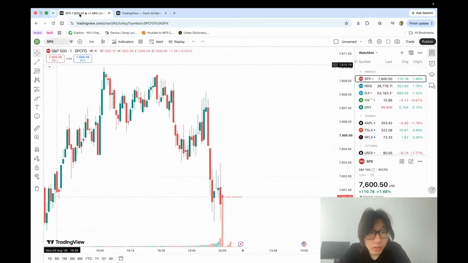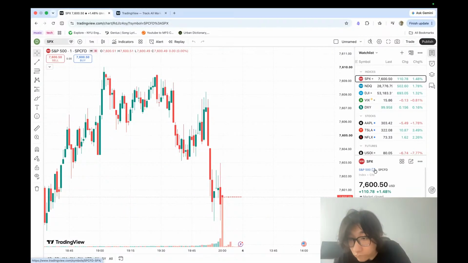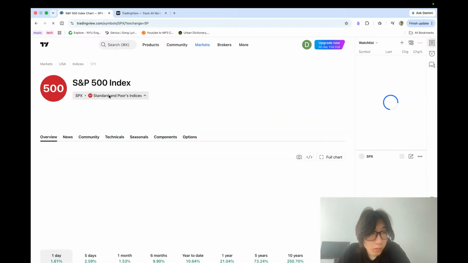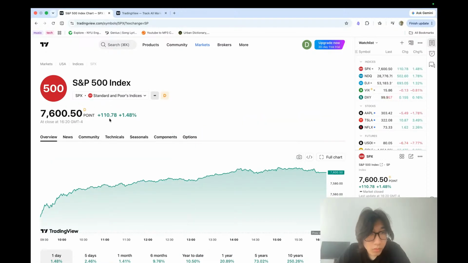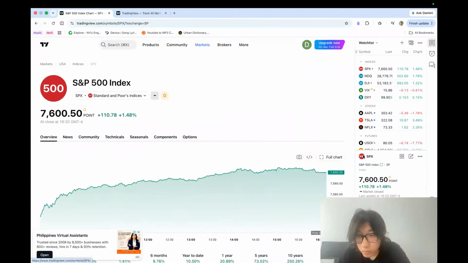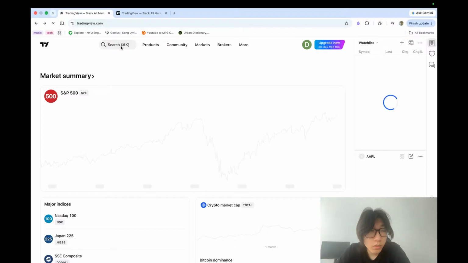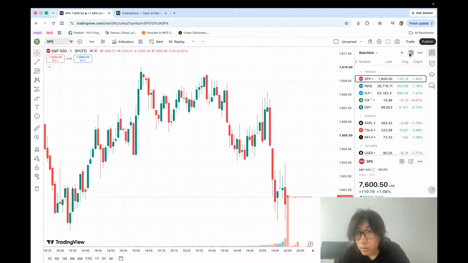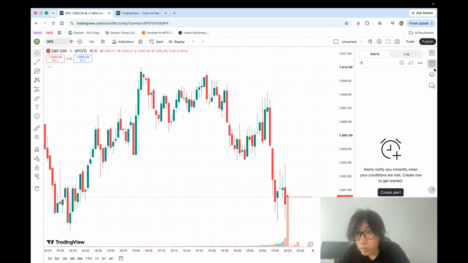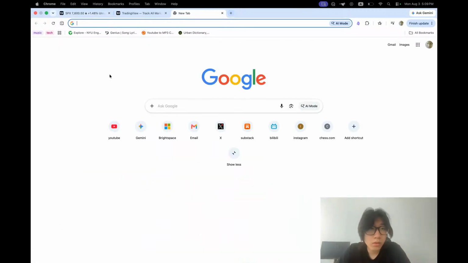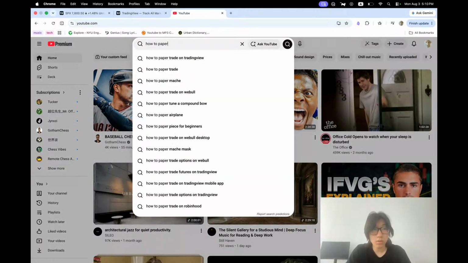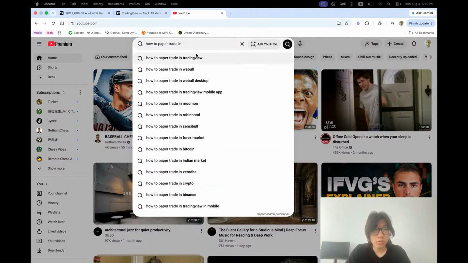Market. How to paper trade in TradingView.